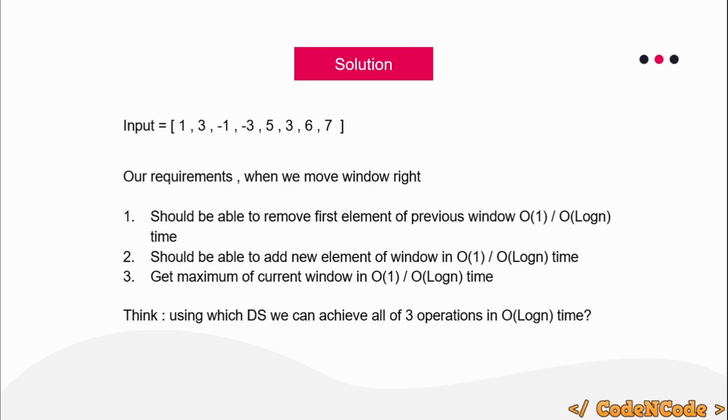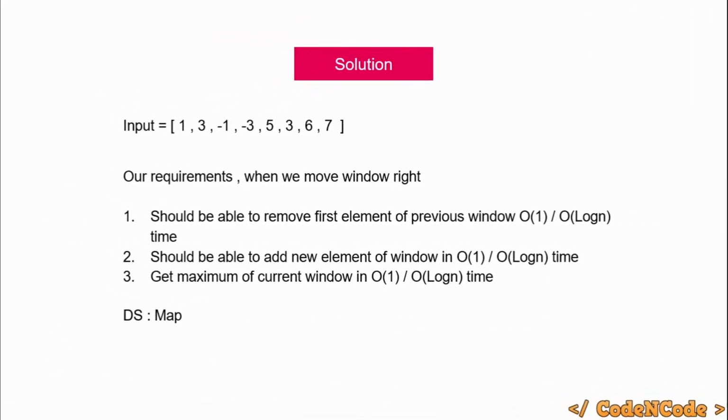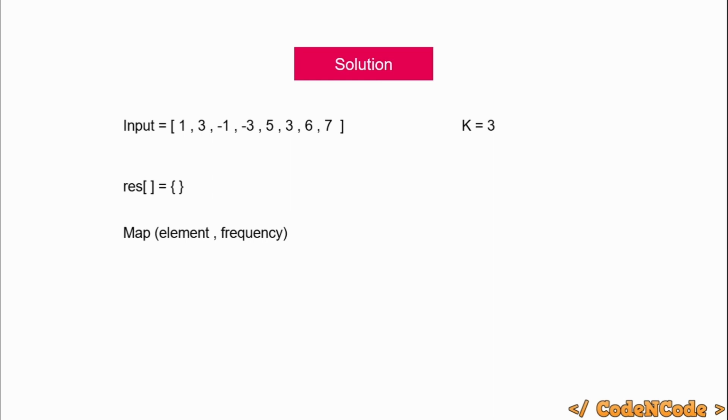So think about this. The answer is map. We can use either a map or a set and perform all of these actions in log n time. So we will be using a map in this solution. Now this is the input and k is equal to 3, which is also part of the input, and this is the result vector that we will be building because this is what we have to return.